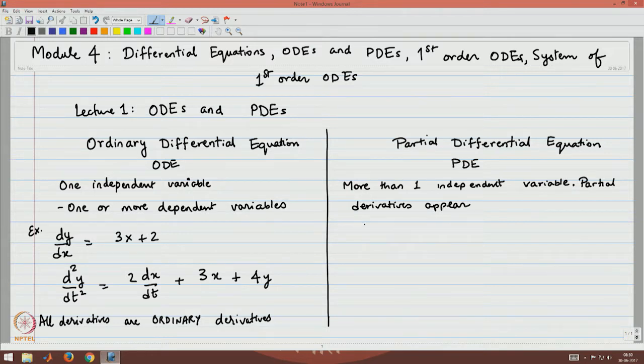For example, you could have something like d square y of x and t by dt square is equal to c square d square y of x, t divided by dx square. You could have an equation like this. Okay. So, you see that partial derivatives appear, and c is a constant. Left hand side has the second partial derivative with respect to t, right hand side has the partial derivative with respect to x. Notice that there are two independent variables, x and t.